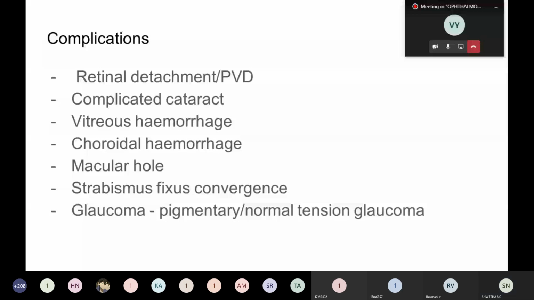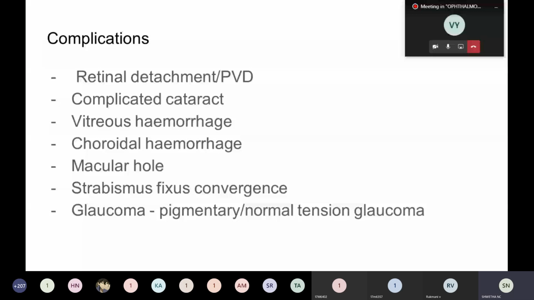These patients are also more prone to develop open angle glaucoma, mainly the pigmentary type, or normal tension glaucoma. So the patients tend to develop glaucoma, which is open angle type, mainly pigmentary or normal tension glaucoma.